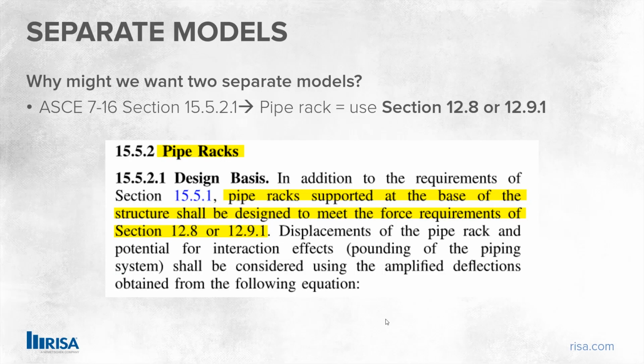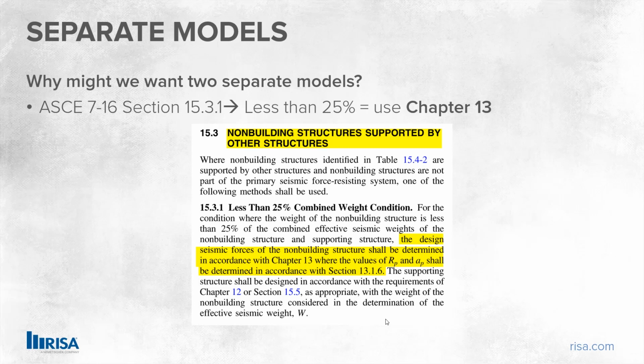Okay, so let's go ahead and talk about why we might want to have separate models for these two types of structures. The first thing is for pipe racks, as defined here in ASCE 7-16, section 15.5.2.1. These can be classified as supported at the base, and so they can receive seismic loading from chapter 12.8 and 12.9.1. So we've already classified this as pipe racks taking chapter 12 seismic loads. Now what we want to do is confirm what type of seismic loads we need to apply to our equipment support, or our vent silencer support in our case.